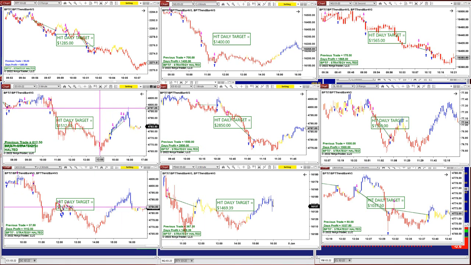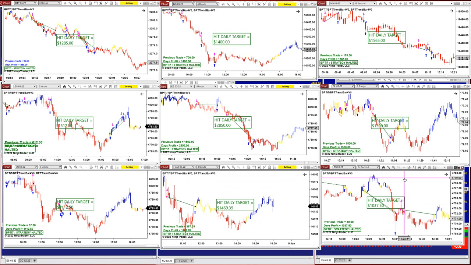5 minutes ES. ES 4 minutes, DAX 4 minutes. We use DAX all the time. We have a couple of charts of DAX, that's all. And ES 14 second, folks. That's all what we have.